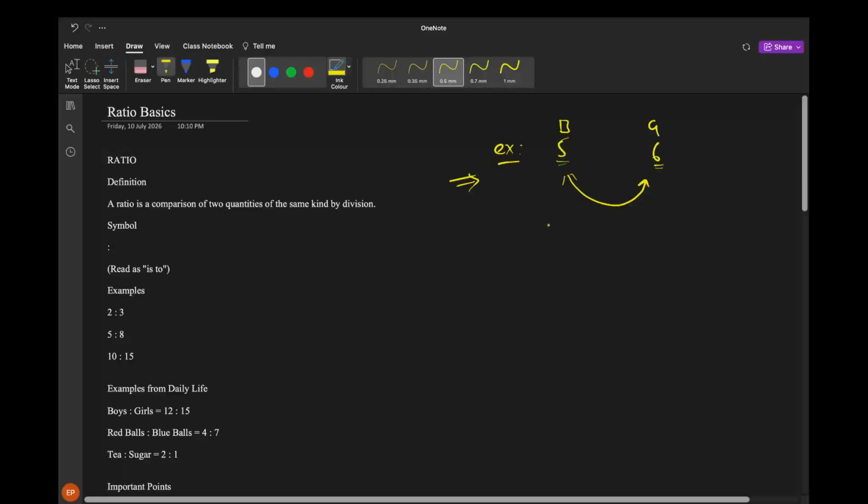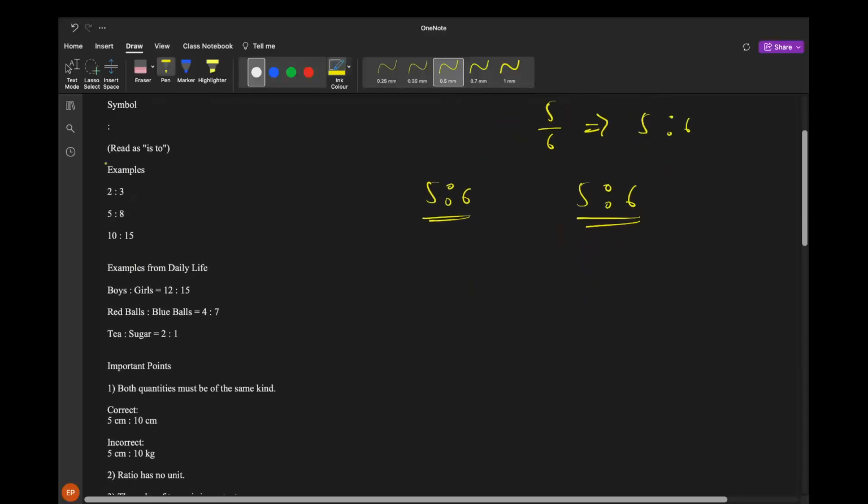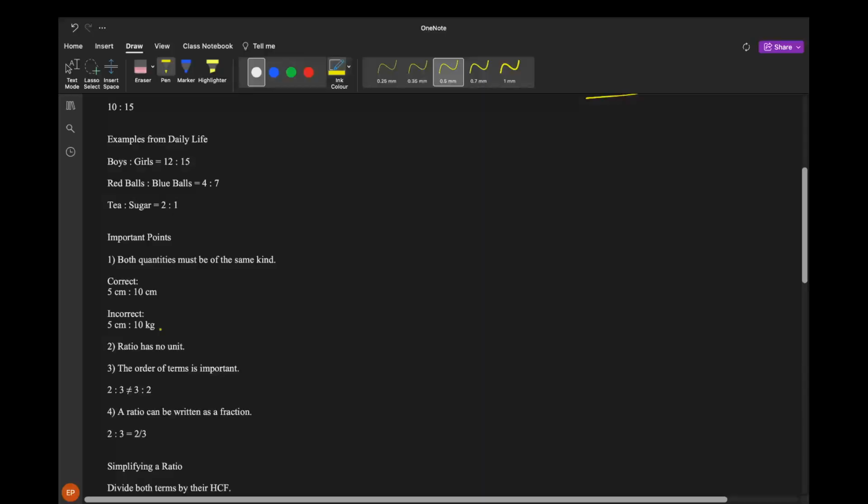By the division, basically instead of writing 5 by 6, we are writing it as 5:6. Okay, 5 ratio 6 means boys are 5, girls are 6. This is the actual meaning. Usually we can read it as 5 is to 6. Here are some examples like 2:3, 5:8, 10:15, like that.